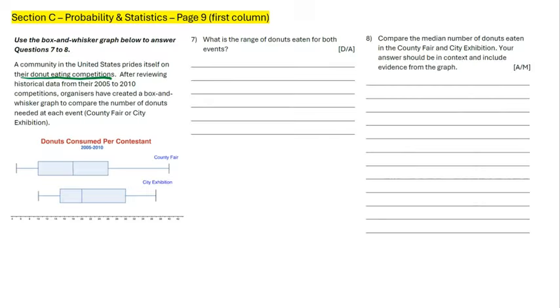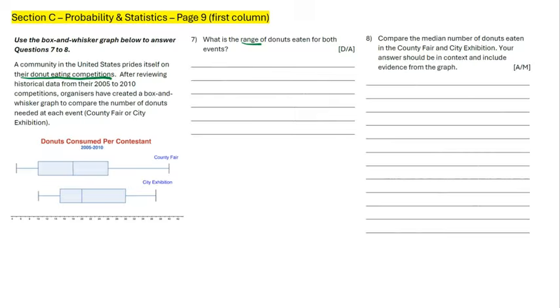And what the graphs are doing is comparing the number of donuts eaten by competitors in the event. You've got the median sitting in the middle, you've got the lower quartile and upper quartile there and there, you've got the minimum and the maximum, and they've chopped it up into their quarters. So question 7: calculate the range for both of the events.